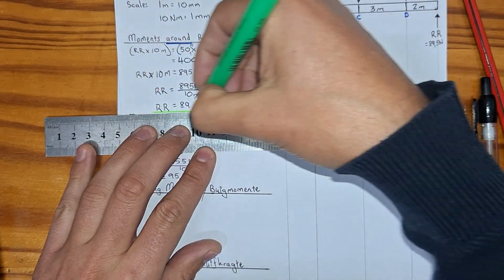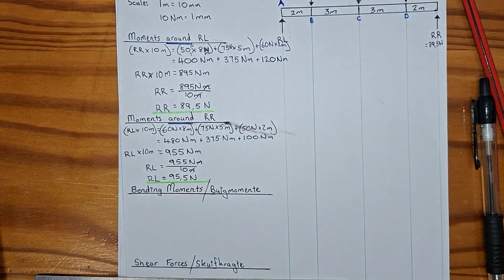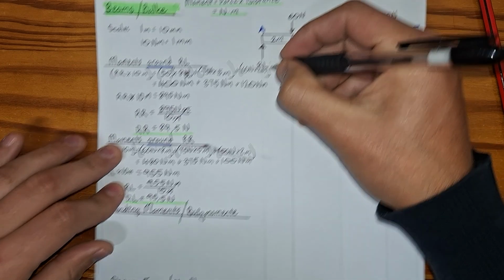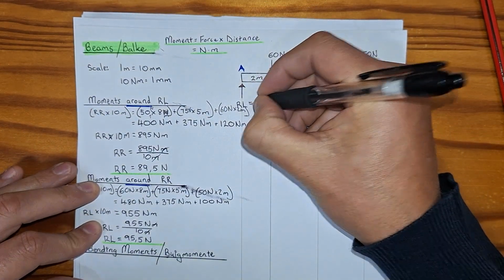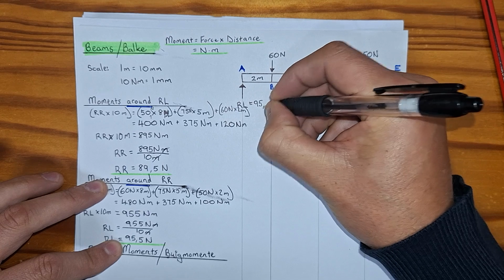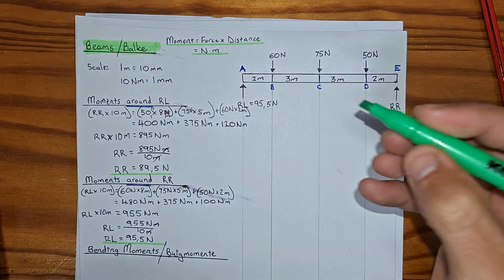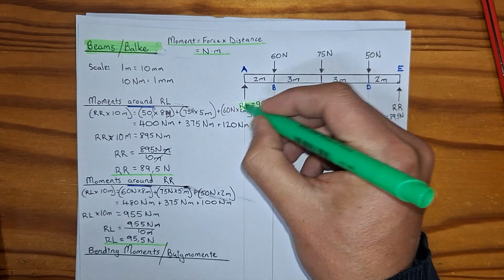Okay. So these are the two final values for reaction left and reaction right. So here at the top we will just add over here again: reaction left equals 95.5 newtons. Just so that it stands out a bit.